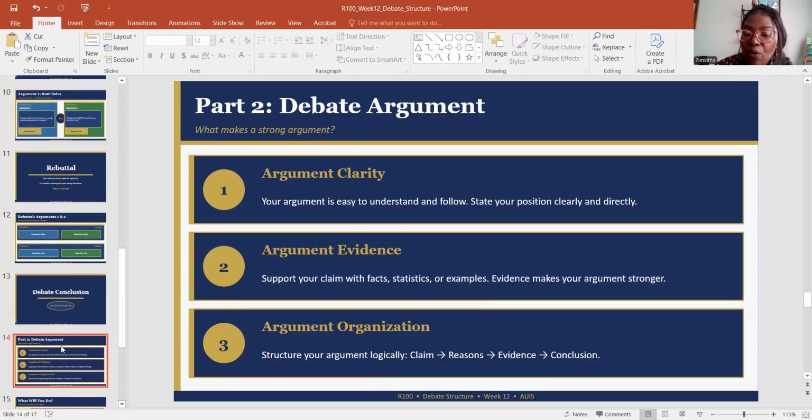And of course, organization. You always have to argue in a logical fashion. There needs to be a claim, there needs to be a reason, there needs to be evidence, there needs to be a conclusion. You cannot have things all over the place and then you say one thing over here and then you say something else over there. That's why I say follow the PEEL structure that will help to organize your thoughts. Okay.